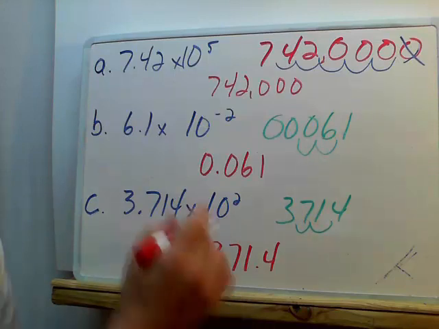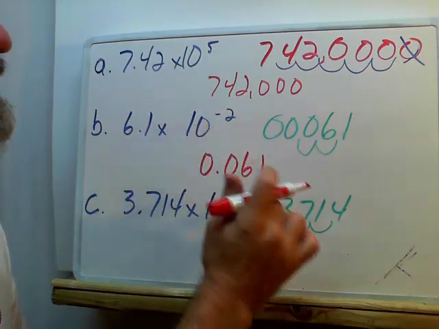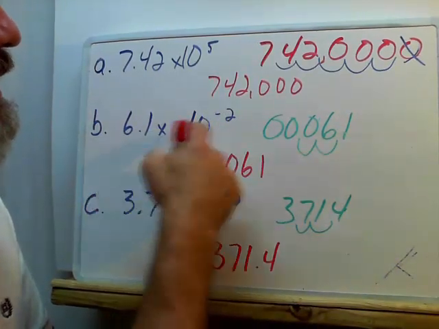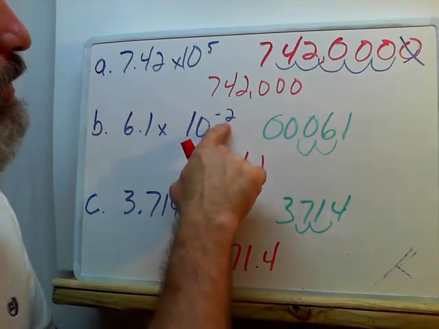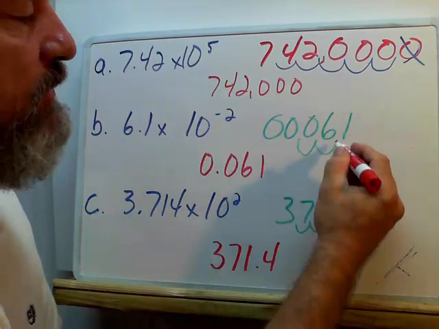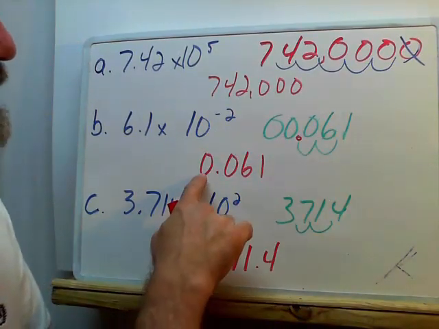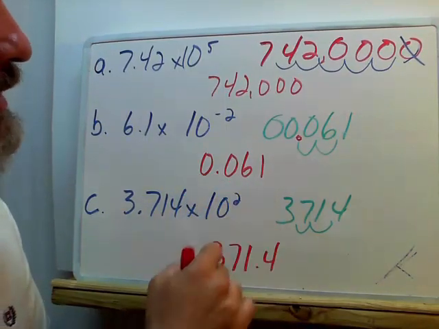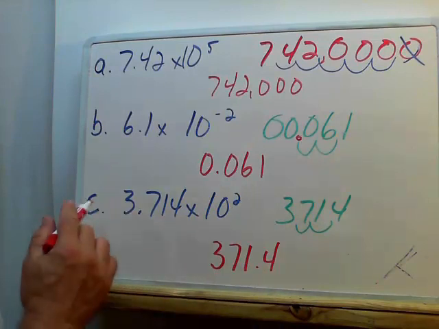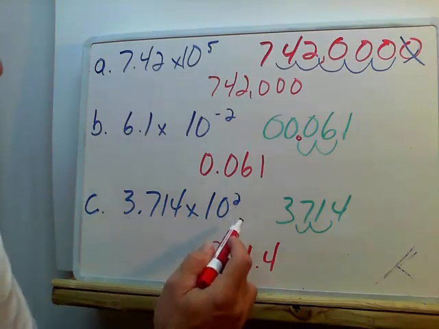Letter B. In this case, we have 6.1 times 10 to the negative 2. We're talking small number here. So we're going to have the 6 and the 1, the 2 digits we had, and we're going to put some zeros out front, and we're going to move 2 spaces. The only way we can get this number smaller is by moving left. So we move 1, 2, that would put the decimal point right there. We should have 0.061 or 61 1,000ths.